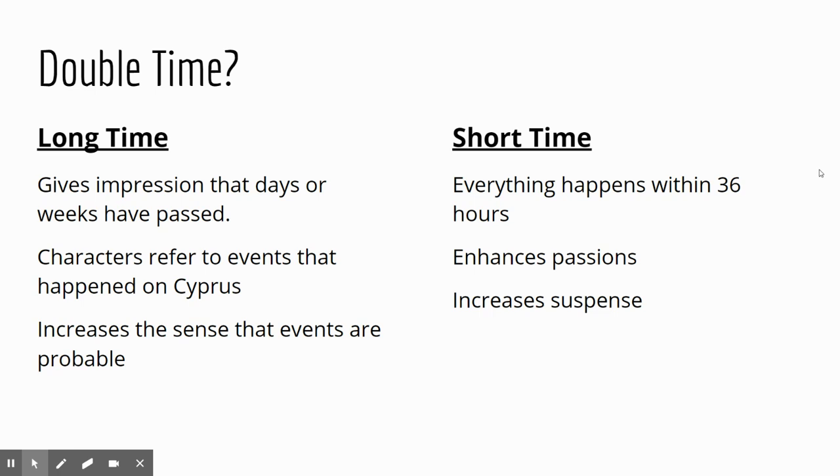The long time is going to give the impression that days or weeks have passed. Characters are referring to events that happened on Cyprus, and we're putting those into this short period of time, but it increases the sense that the events are probable. Because again, one of the struggles I think people have is this idea of 36 hours to be convinced that she's cheating on him when they just consummated the marriage.